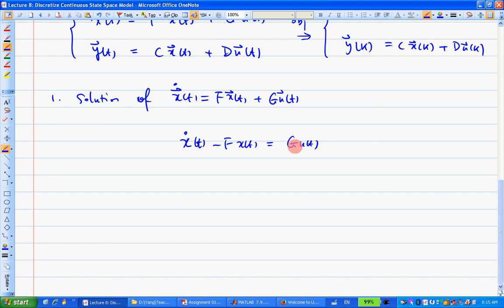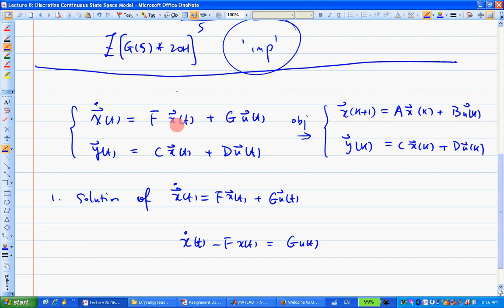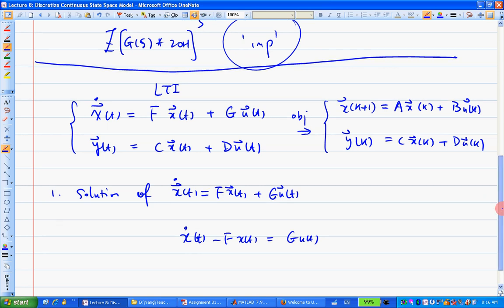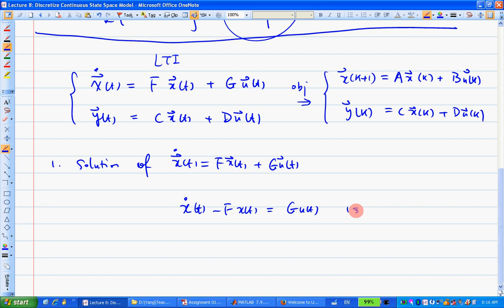Is it nonlinear or is it linear? Let's say f, g are constant here. It's a linear ordinary differential equation, and it's first order. That makes sense, right? Because f and g here are constant. Why are f and g constant? Because we're dealing with an LTI system, a linear time-invariant system. So the matrices f and g here are all going to be constant, not time varying. So this is basically a first order one.